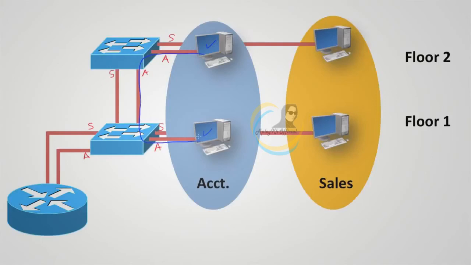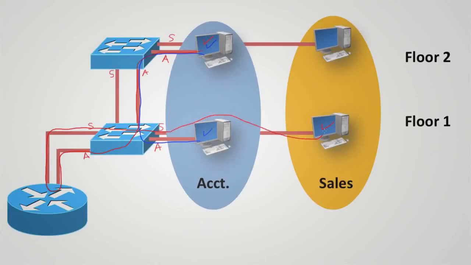What about going from an accounting PC to a sales PC? Let's say I wanted to go from here to here. Well, I would go in my accounting port. I would go down an accounting VLAN port to my bottom switch, out the accounting port that leads to my router. I would then route from the accounting VLAN to the sales VLAN, leave on a sales port, come back into the very same first floor switch, go out of a sales port, and we would make our way over to that sales computer.